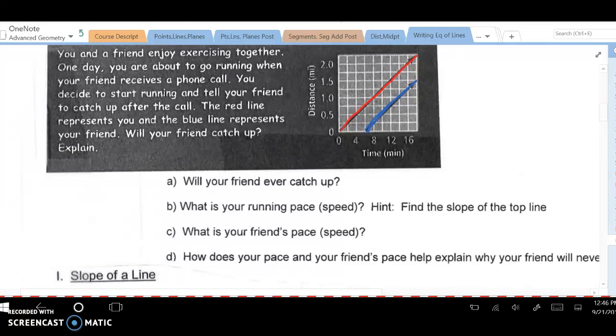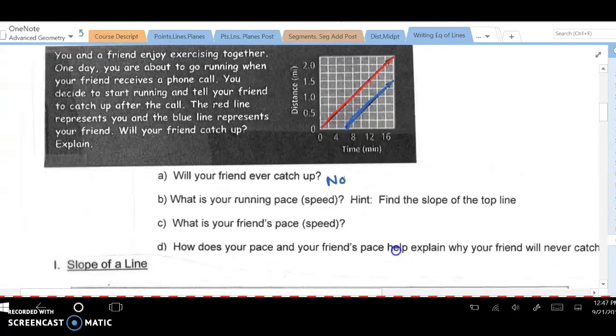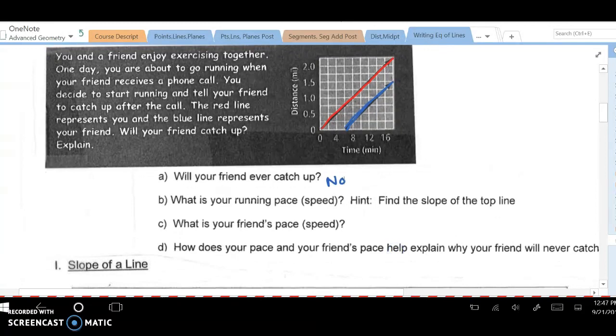You and a friend enjoy exercising together, and you're going to go running when your friend receives a phone call. You decide to start running and tell your friend to catch up after the call. The red line represents you, and the blue line represents your friend. Will your friend ever catch up? I hope you're looking at this and it looks like these two lines will never intersect. So I'm going to say no. Our friend will probably not ever catch up if he keeps going at that same rate.